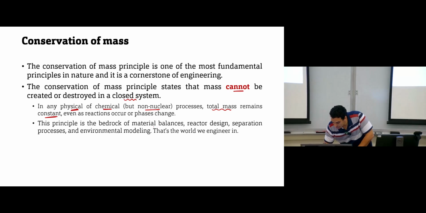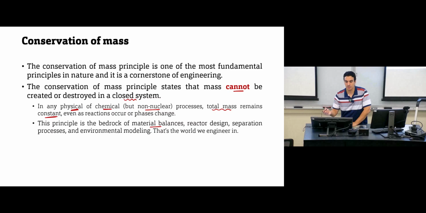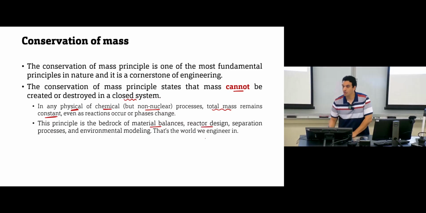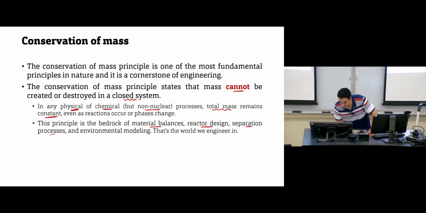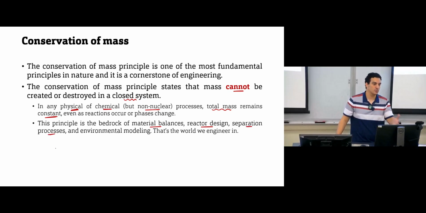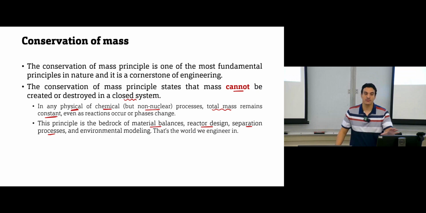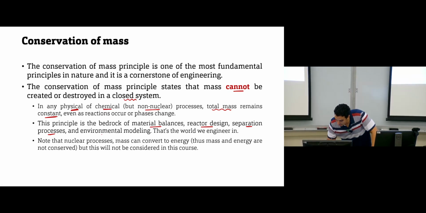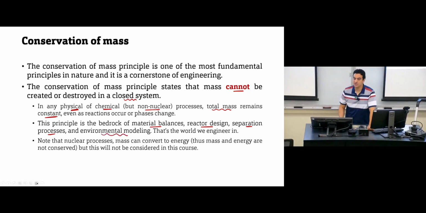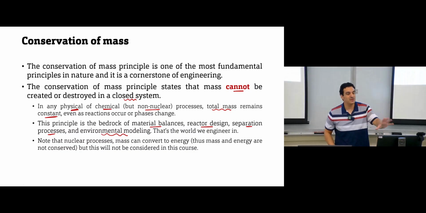So we can use it for just regular material balance problems. For reactor design, when you take this course as chemical engineering students, to design the reactor, you must start with the conservation of mass. If you study separation processes, distillation, absorption, liquid extraction, all types of separation processes that we have in chemical plants, conservation of mass is the first equation that you need to use. Even for environmental modeling, conservation of mass should be there. So this is the first equation you should think of.